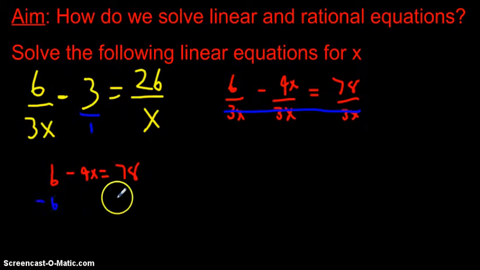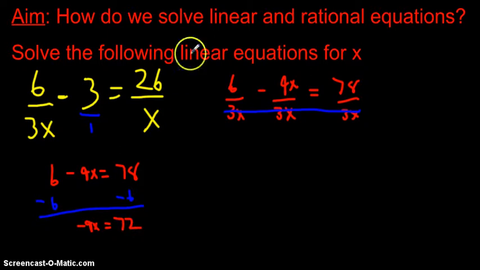Subtract 6 from both sides. Negative 9x is equal to 72. Divide both sides by negative 9. And we get x is equal to negative 8.